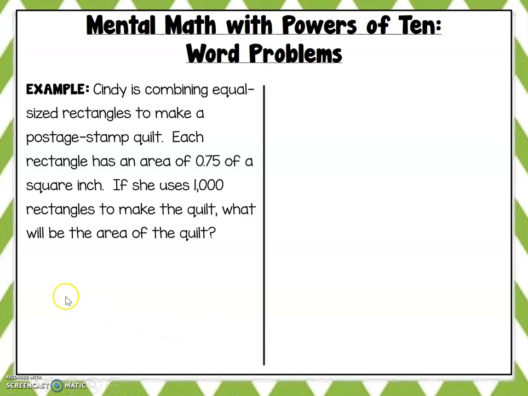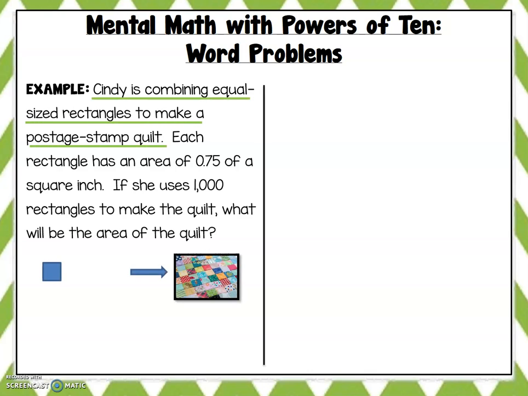Okay, so first of all, I didn't know this for a long time, but a postage stamp quilt is just a quilt that's made up of tiny little squares of fabric. It's not actually made up of the stamps that you put on the corner of an envelope. So if I'm going line by line, that first sentence now tells me that Cindy's making all these little rectangles and putting them together into this quilt. So you can kind of see what that looks like with the picture. Now the second sentence tells me each rectangle has an area of 75 hundredths of a square inch. So that means that each tiny little rectangle is 0 and 75 hundredths inches squared.